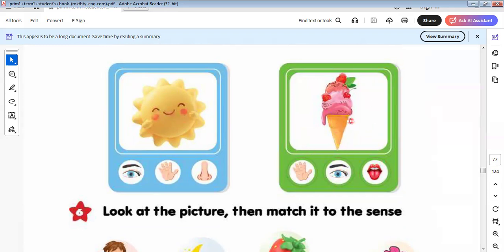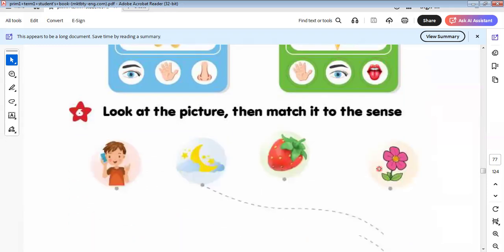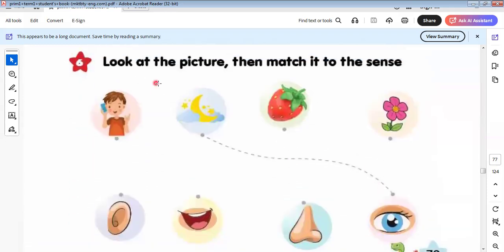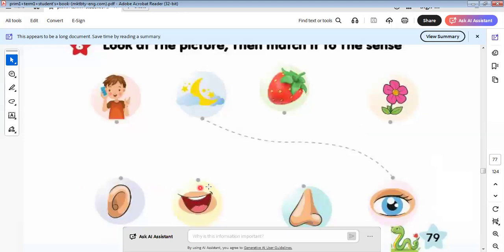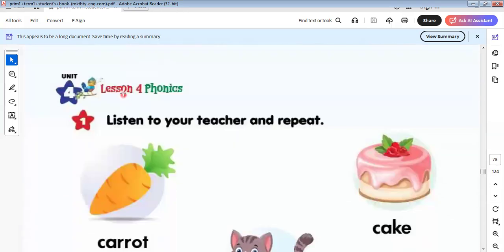I can use my eyes to see the ice cream and tongue to taste it. Here we have, look at the picture and match the senses. Here is the moon. We use eyes with the moon. We use nose with flower. We use tongue with strawberry here. Strawberry. We use ear for calling on phone. Okay.